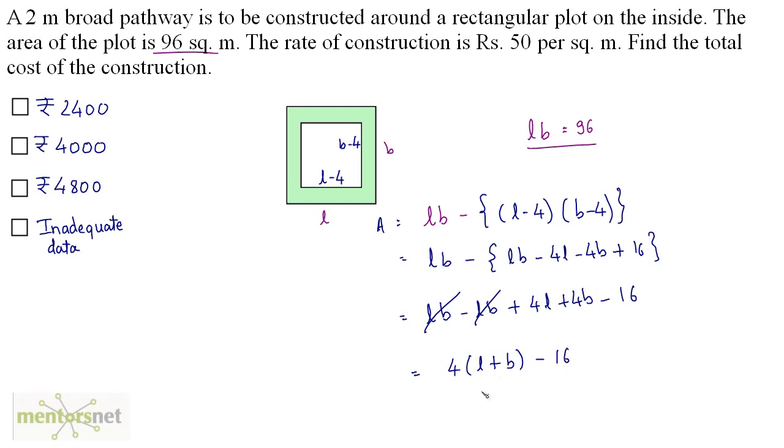Now you need the value of L plus B, and you don't have that, so you cannot go ahead. So basically the data here is inadequate, so you cannot solve this question. So option D would be the appropriate choice.